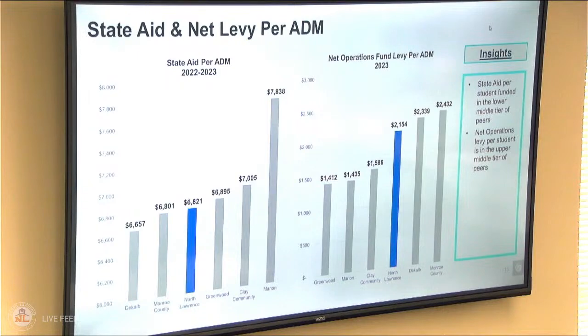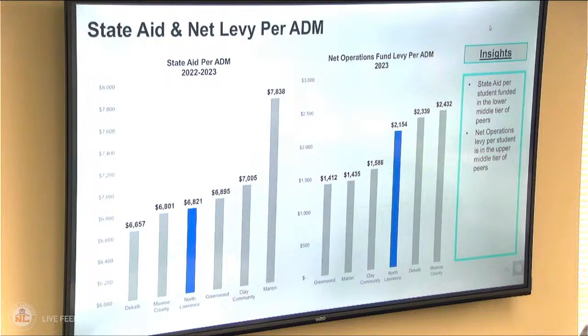And so you can see on the left side your state aid, as of the 22-23 school year, and how it compared with those peers. On the right side is your tax levy and your operations fund. So this is the net levy, after circuit breaker has been taken into account. You can see where you're getting your dollars per student compared to the other schools within those peer groups.